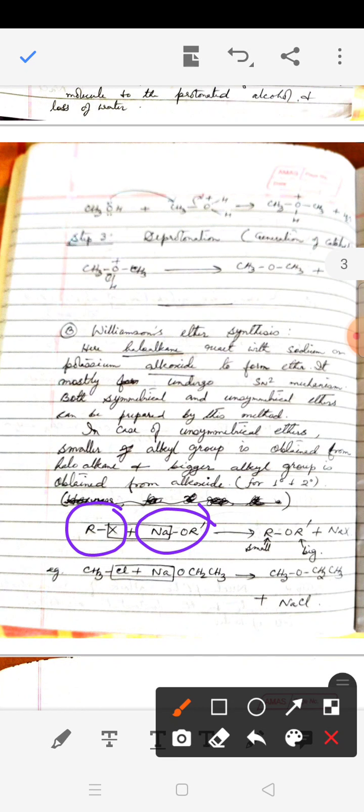Now usually the smaller alkyl group R comes from haloalkane and the bigger alkyl group comes from alkoxide. So when you prepare an unsymmetrical ether, you can see the CH3 being smaller has to be obtained from haloalkane, and ethyl being bigger in comparison will be obtained from alkoxide. That is the speciality of Williamson synthesis.